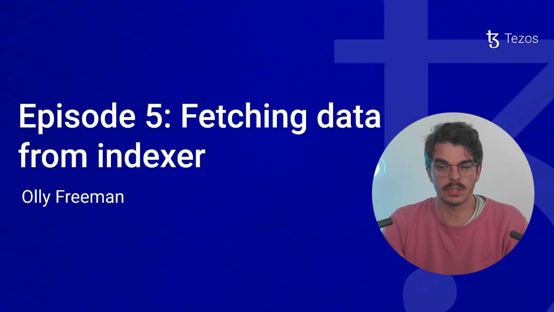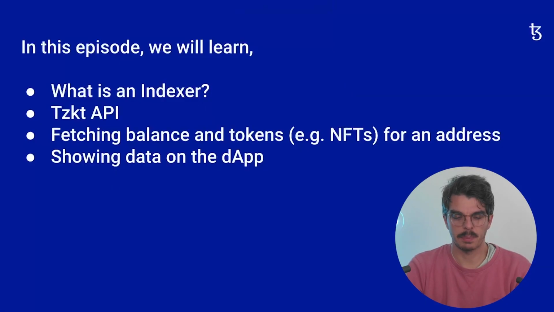In this lesson, we're going to discuss indexers, and we're going to use an indexer to fetch and display blockchain data about the user. So, in this episode, we're going to learn firstly what is an indexer, and then we're going to look at tzkt, which is an indexer on the Tezos blockchain, and we're going to have a look at its API. And then we're going to play around with some specific API endpoints on tzkt, including one to fetch the balance for a Tezos account and also the tokens for a Tezos account. And then we're going to integrate those two API calls into our dApp in Visual Studio Code.